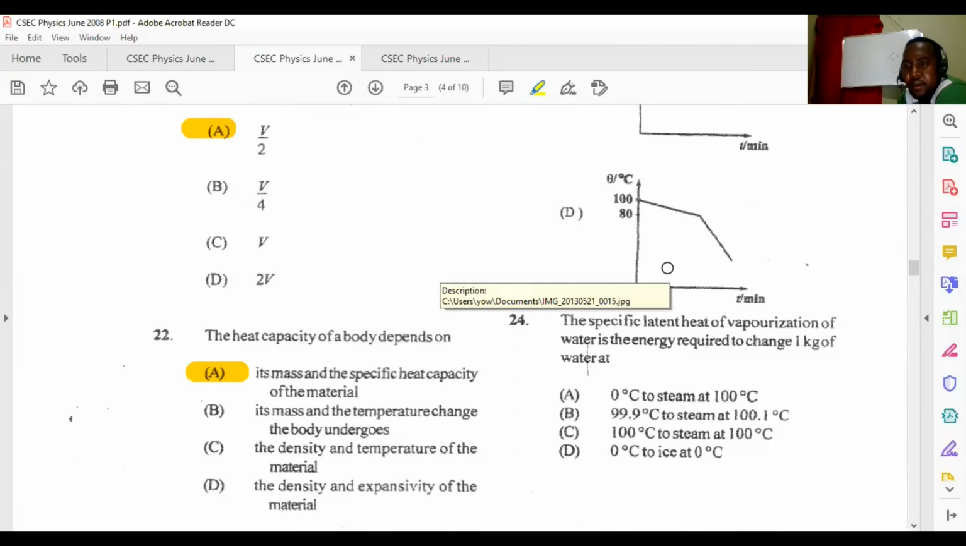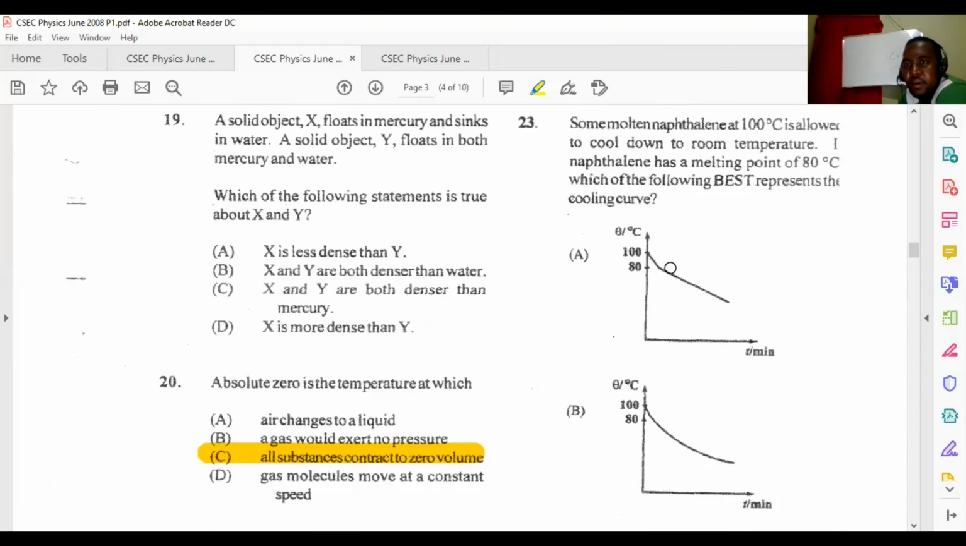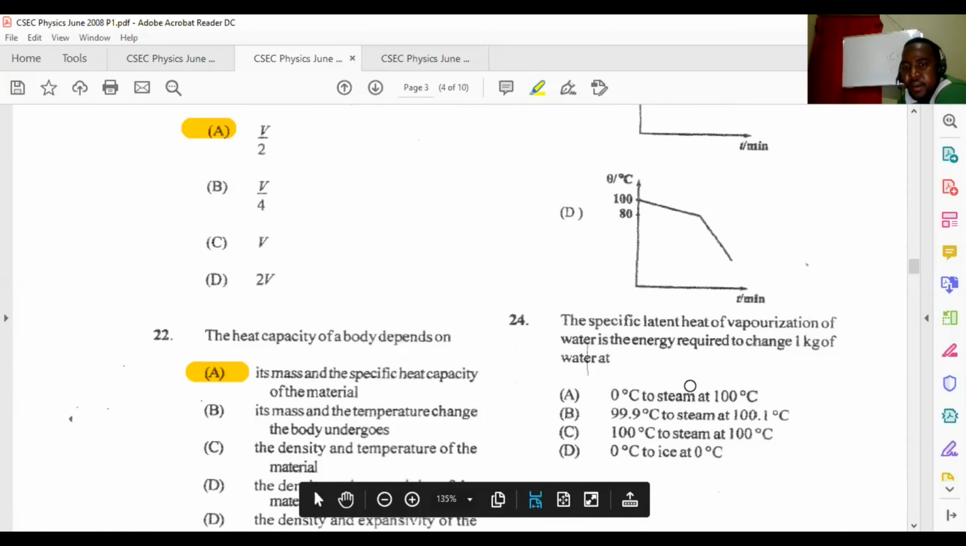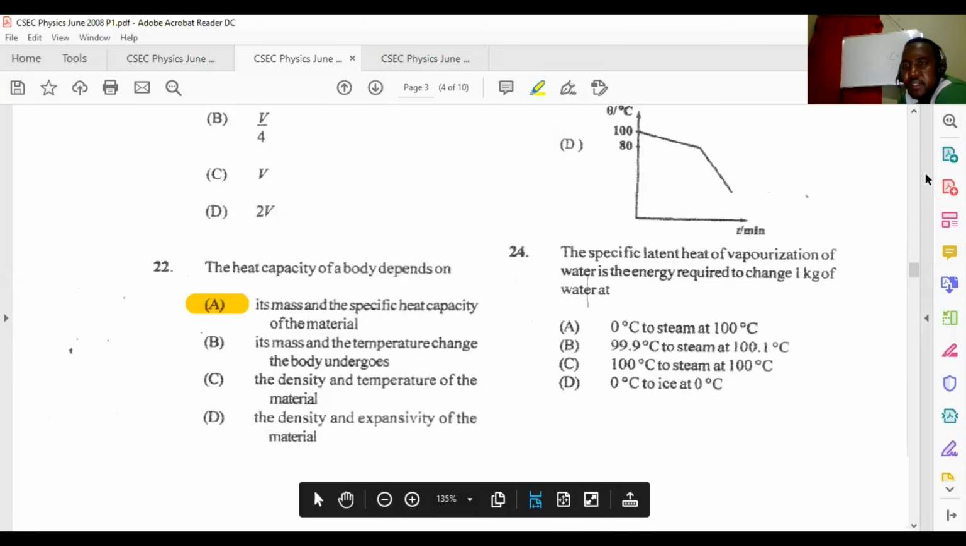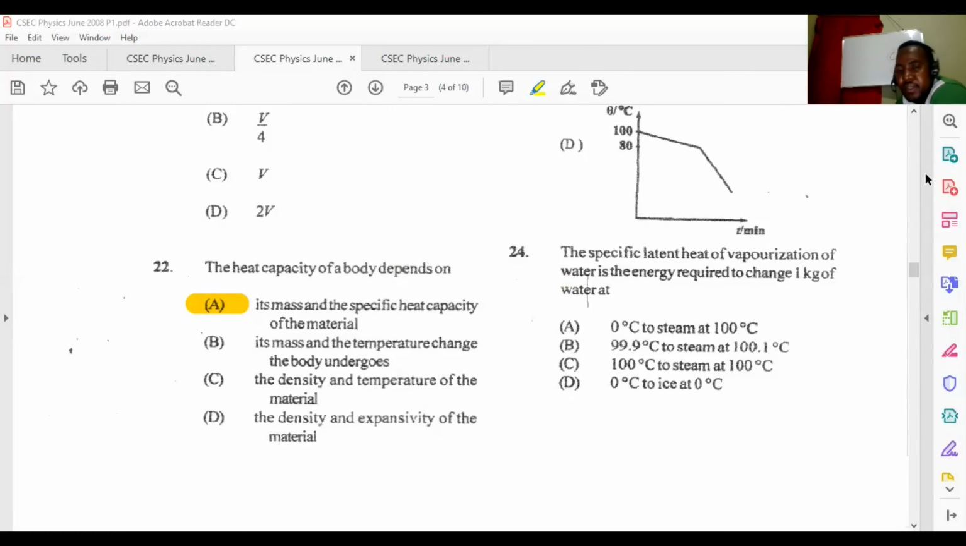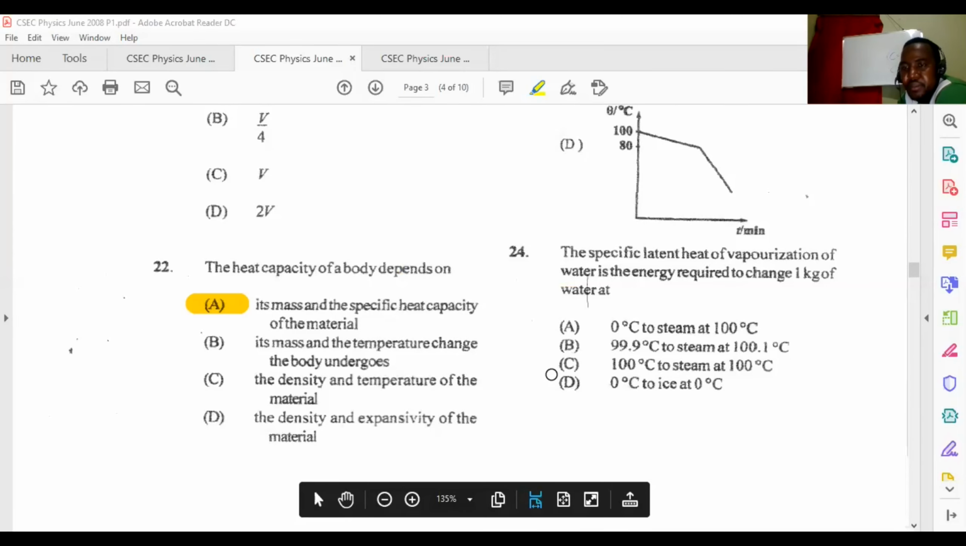Could you scroll up so I can see the top of the question? I wanted to screenshot that top part. All right, sir, you can move on now. All right, 24. The specific latent heat of vaporization of water is the energy required to change 1 kilogram of water, which we did this already, which would be C.